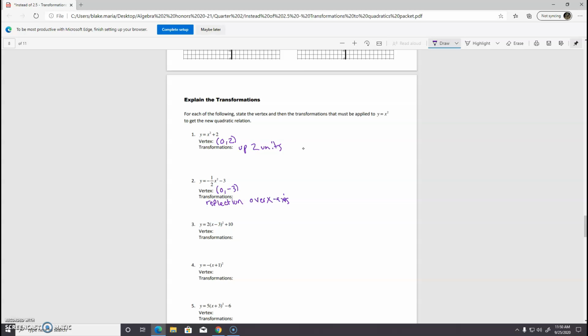That 1/2 is going to be a compression. So you should see it get short and fat. And we're going to move it down 3 units.